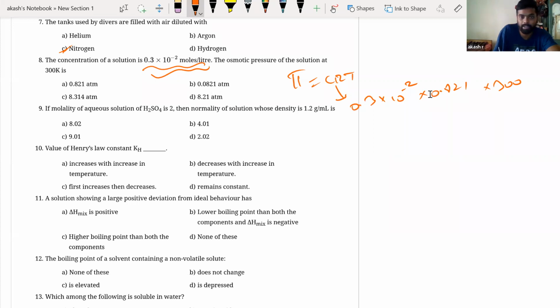I think we can easily calculate, right? So 0.3, 10 to the power -2, or I can write this as 3 into 10 to the power -3 into 0.0821 into 3 into 10 to the power +2, right? So all that remains is 10 to the power -1. So 3 into 3 will become 9 approximately. But no answer is matching. Why?